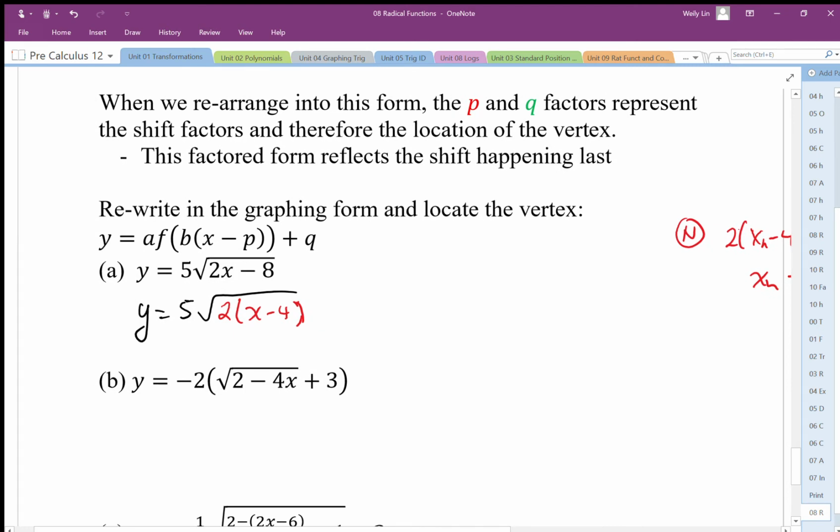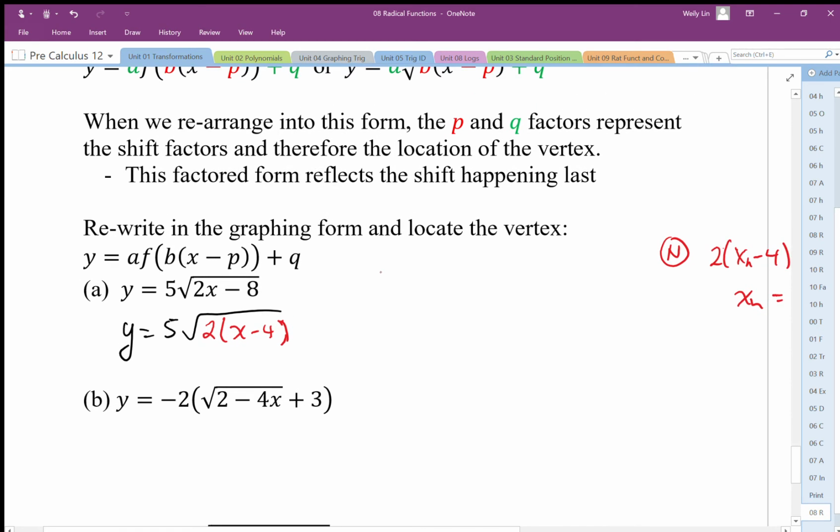Because when this shift happens last, then my domain is related to the vertex. So my domain becomes 4, and I know it's going to the right, so it's going to be greater than or equal to 4. And then my range is going to be, there's no shift or anything with my range, so my range works out to be y greater than or equal to 0.